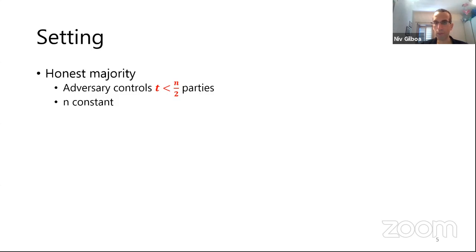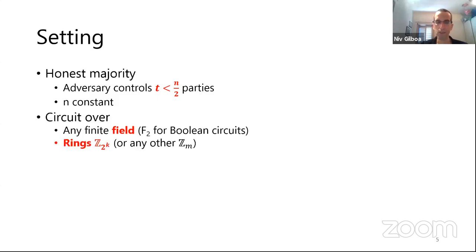So the number of malicious parties is strictly less than half of the parties. And we're going to get a little better. There will be sublinear addition in the compiler. But the number of parties we're going to deal with is a constant. We're going to talk about circuits over any finite field. So that includes large fields, or F2 for Boolean circuits, small fields, anything goes. And for rings, the interesting rings of integers modulo a power of 2, or integers modulo any other n as well.